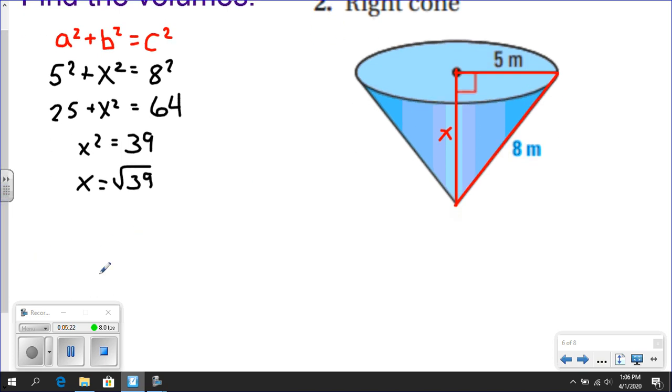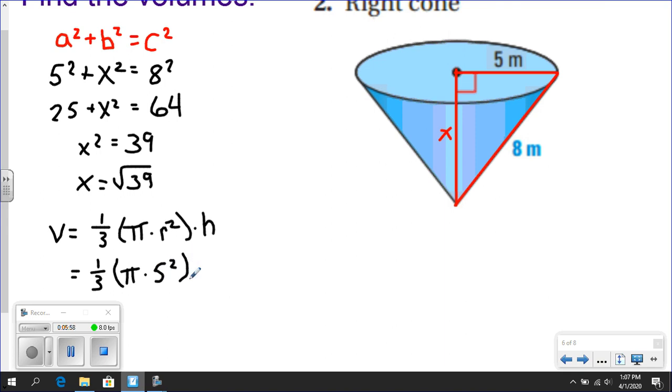Scroll down a little bit. So now we know volume is equal to 1/3 the area of the base, which is pi times r squared times the height. Let's plug in what we know. So 1/3 times pi. Our radius is 5. And our height, which was x, we know is the square root of 39.